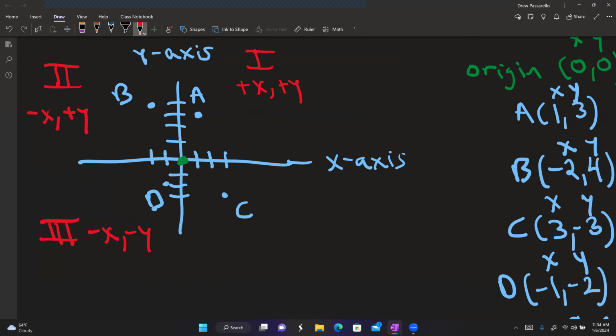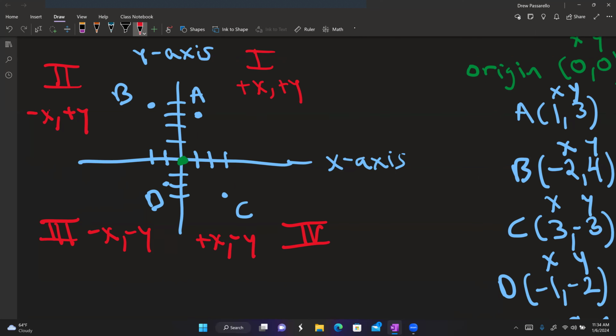And then last, quadrant 4, again, they put it in Roman numerals like this, is 4 in Roman numerals. And point C had a positive x, negative y. So it's plus x, positive x, minus y, or negative y. All right, so maybe that would be helpful if you want to pause the video and write that down. So those are the 4 quadrants.